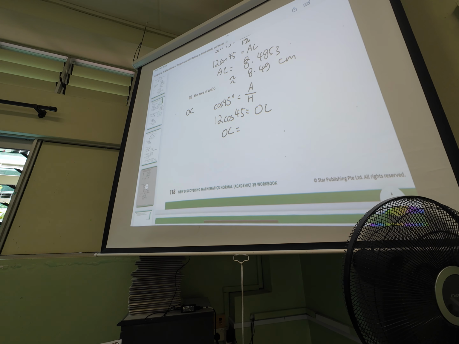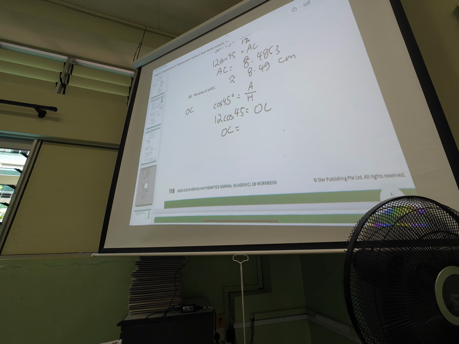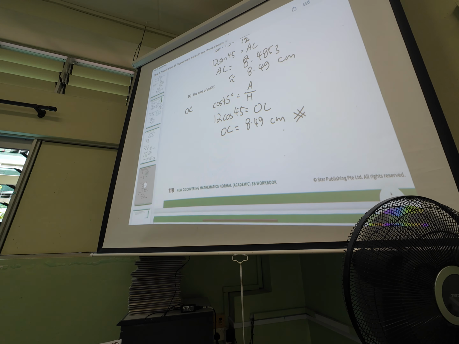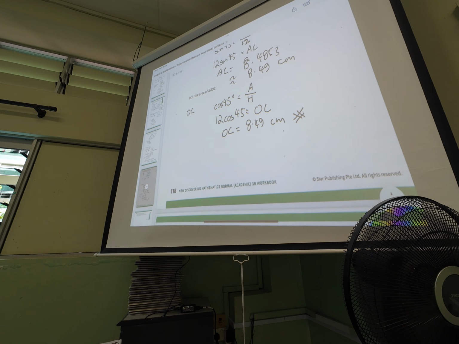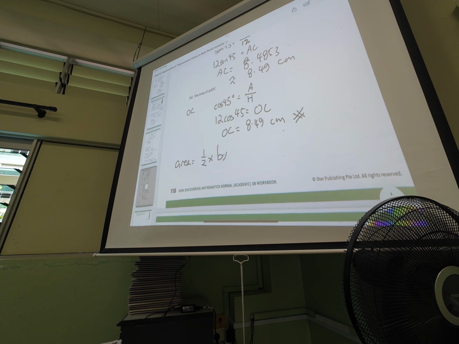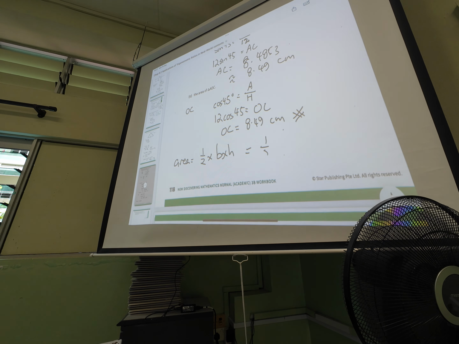Okay? But sine and cosine 45 have the same value. So actually OC is also 8.49. If you press calculator, you should get OC also equal to 8.49. Then when I want to find area, half times base times height.